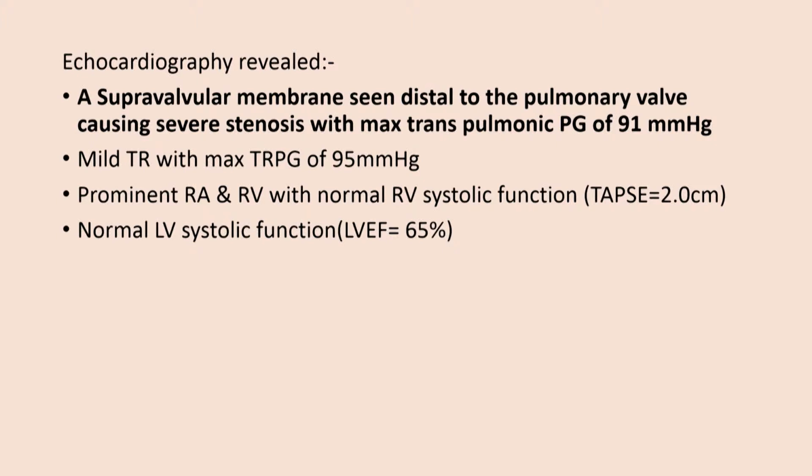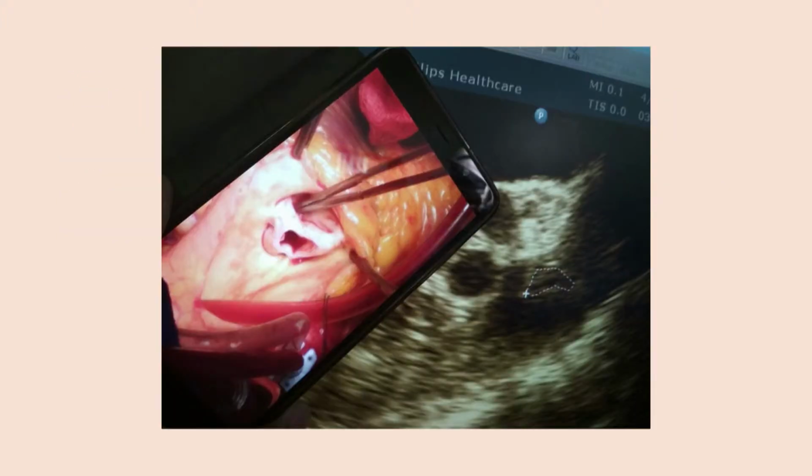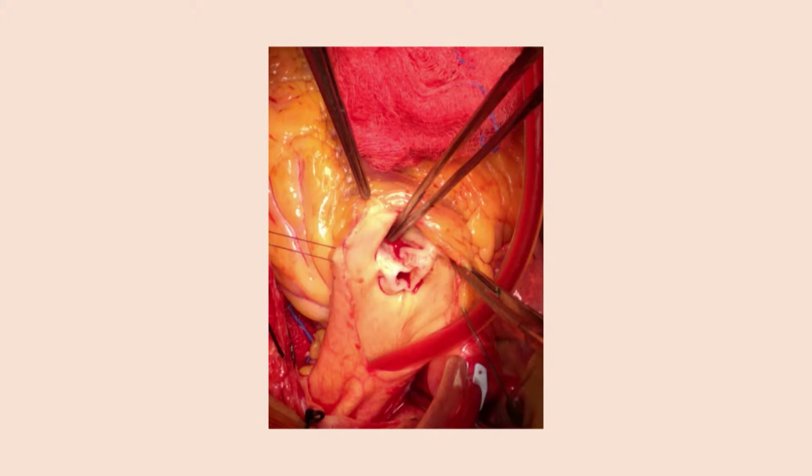And I was fooled. Because when they took up the patient for surgery, in the OT, they found this. The valve was actually dysplastic and conical, in fact a funnel-shaped valve, which gave the illusion of a supravalvular stenosis in the transthoracic study. This is how it looked.